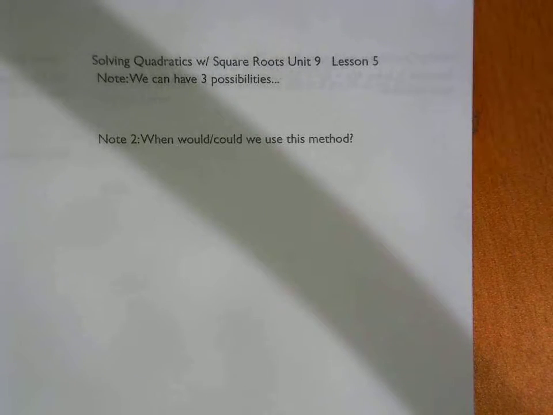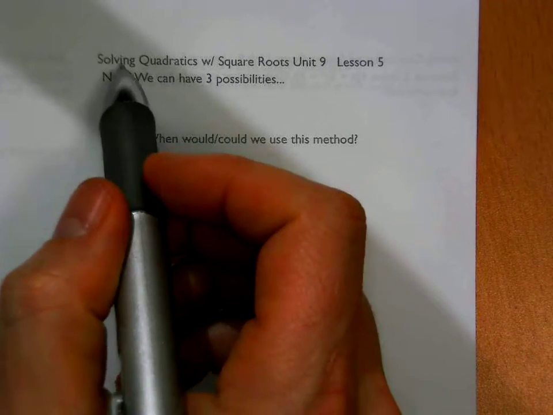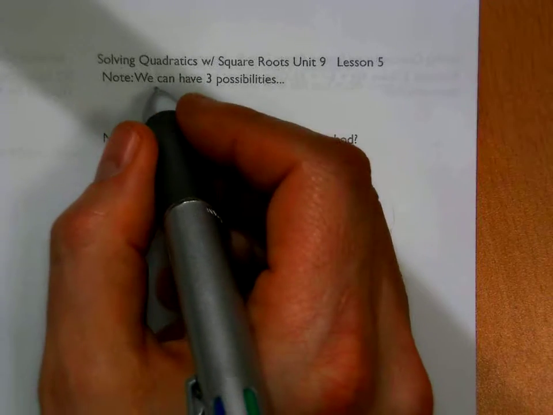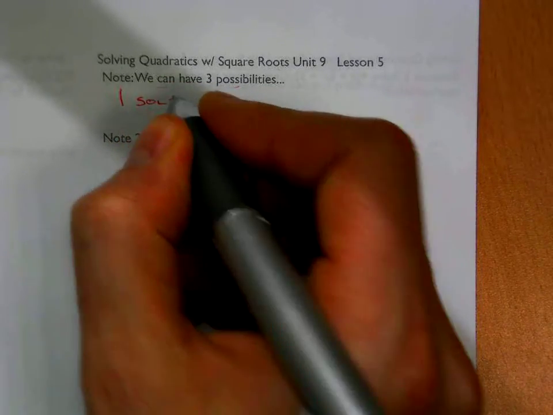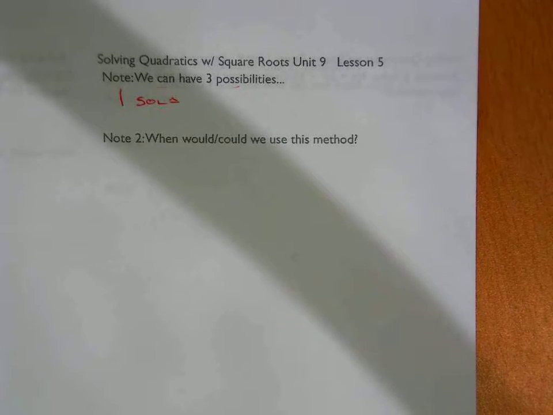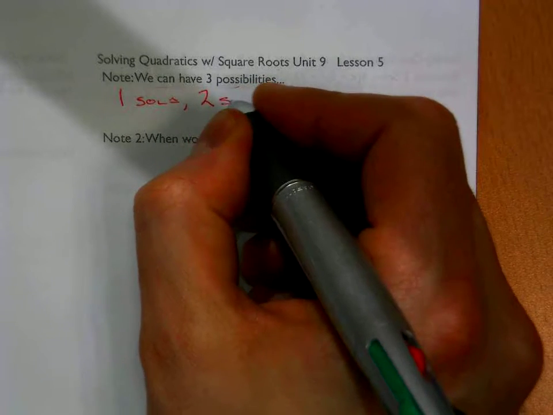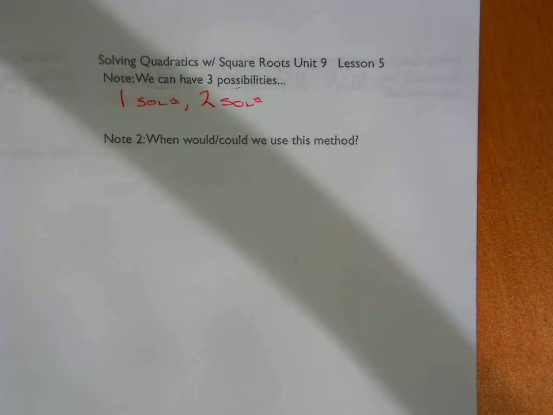So, a couple of quick notes to begin with. Number one, when we solve quadratics using square roots, we have three possibilities. We can have one solution, which is pretty rare. We saw that when we did the last lesson, lesson 4. We most of the time will have two solutions, and you can see why we would have two solutions the majority of the time from what we did in lesson 4.